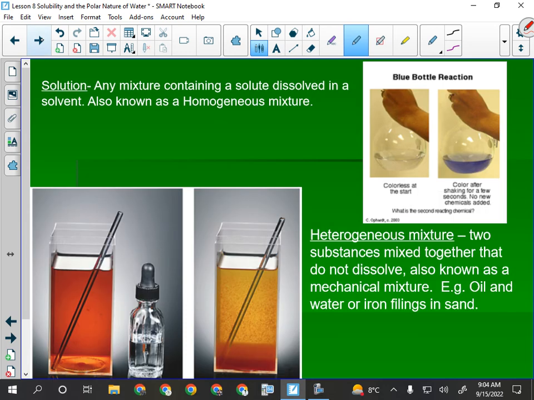All right, so this is just terminology, okay? It's hopefully familiar to you. It's in your notes, so you don't necessarily have to write it down. A solution is any mixture that contains a solute, that's the thing being dissolved, in a solvent, that's the thing doing the dissolving. Okay? It is also known as a homogeneous mixture.